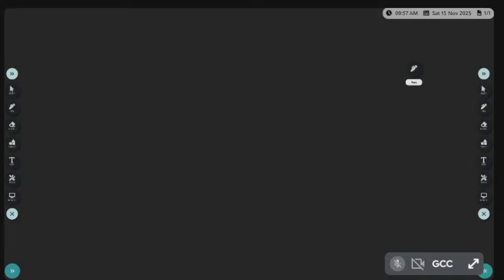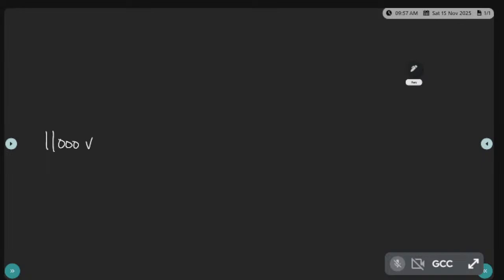What will it do actually? What is the purpose of the transformer in the colony? That is called a distribution transformer. What will it do? 11,000 voltage is stepping down to 415 volts. Okay, if you say single phase, 230 volts.